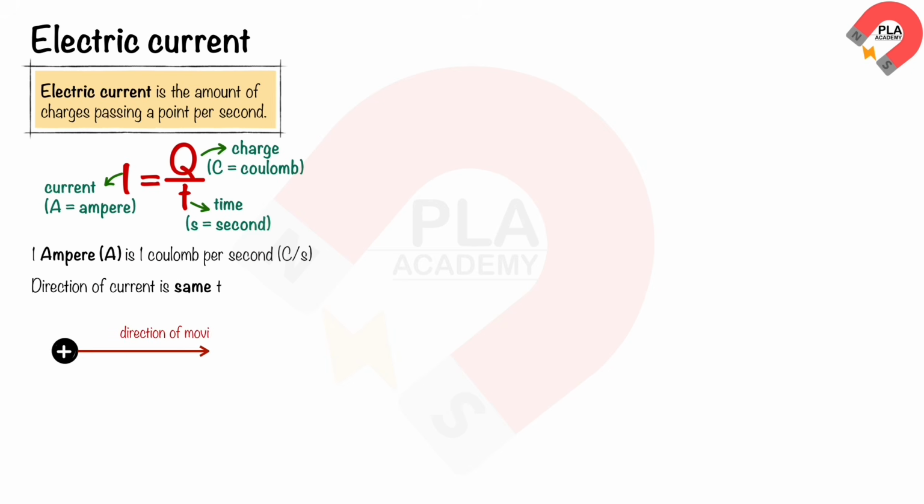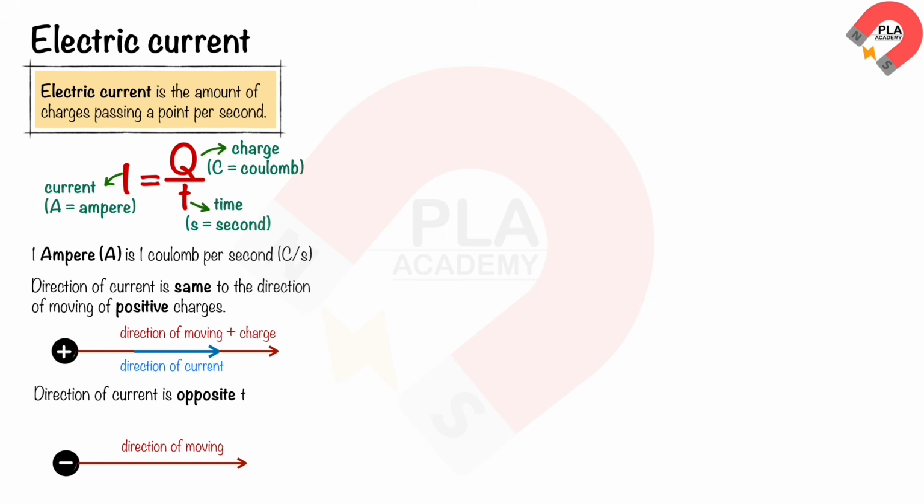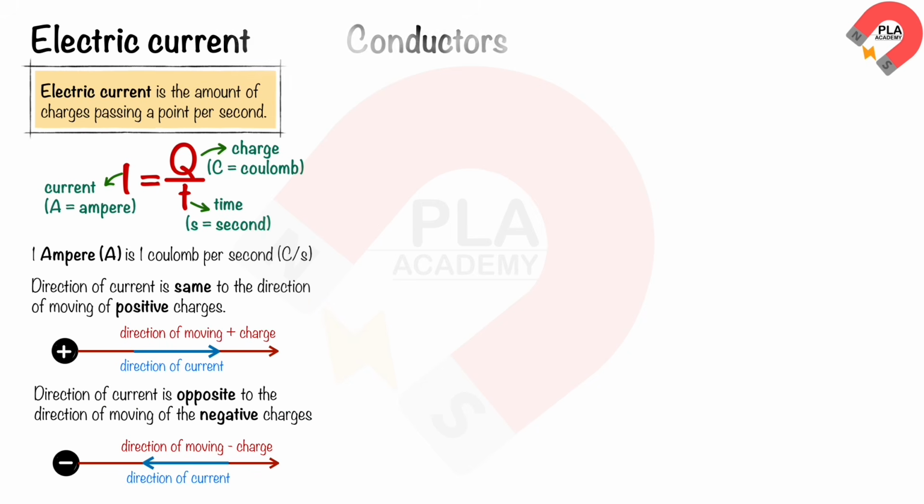The direction of current is the same as the direction of moving of positive charges, while the direction of current is opposite to the direction of moving of the negative charges.